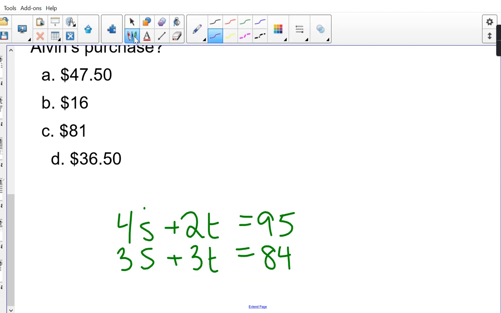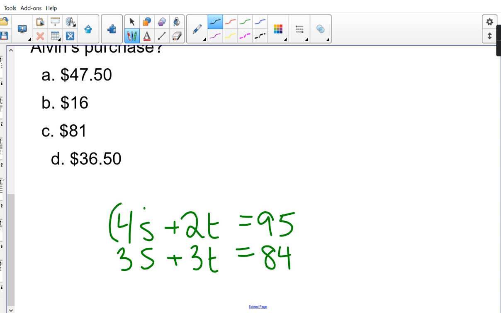So if we're solving for the cost of a shirt and the cost of a tie, when I see a system of equations in standard form, most of us think of using elimination to solve for each variable. What does that mean? That means that we want to eliminate one variable. So we want to either get rid of the s or get rid of the t, because once we have an equation with just one variable, we know how to solve.